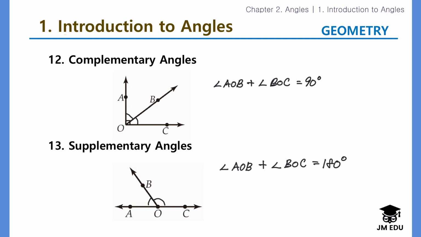We also can say that this angle right here, angle AOB, is a supplement of this angle BOC. Also, angle BOC is a supplement of angle AOB. These supplementary angles are often called a linear pair. Okay?